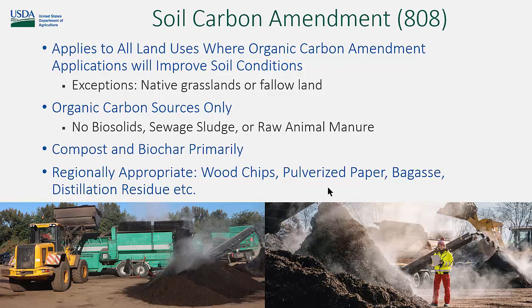We just didn't want to cross any lines with, quote, paying for people to spread manure as part of their regular operations. So that's why that says that. But really, when it comes down to it, we're really talking about mostly biochar and compost. Now, the door is open for states to evaluate other materials, whether it's wood chips, pulverized paper, sugar beet pulp, distillation residue. So there are a number of other things that this can be used for.